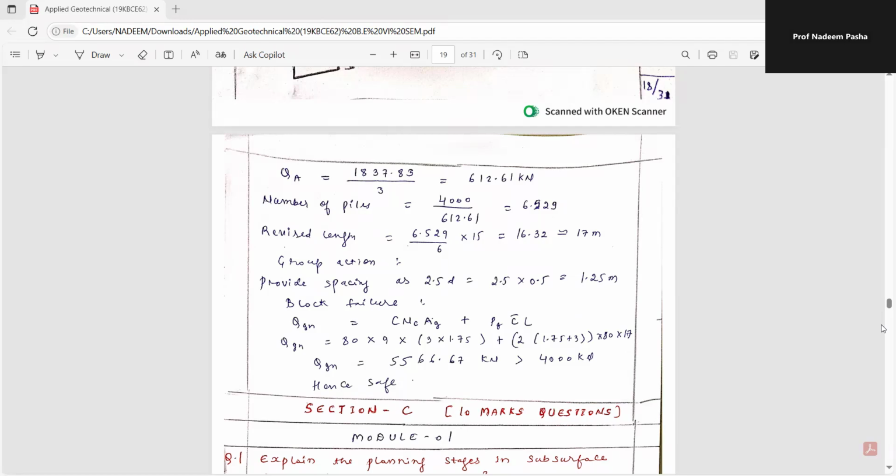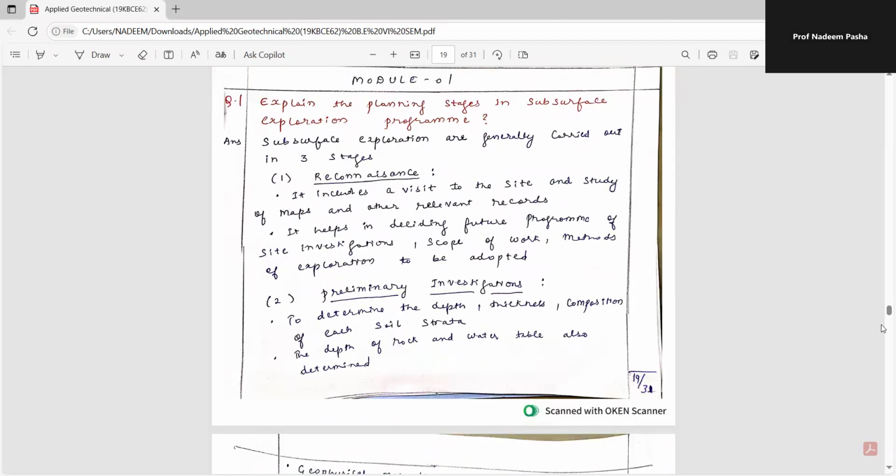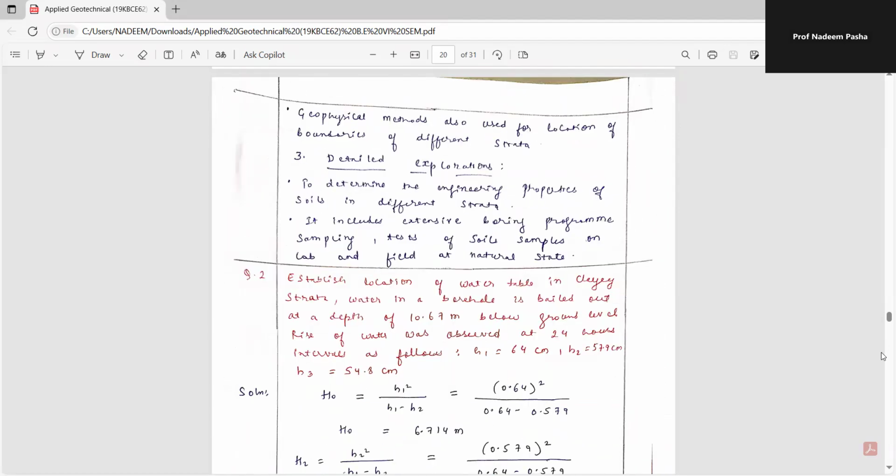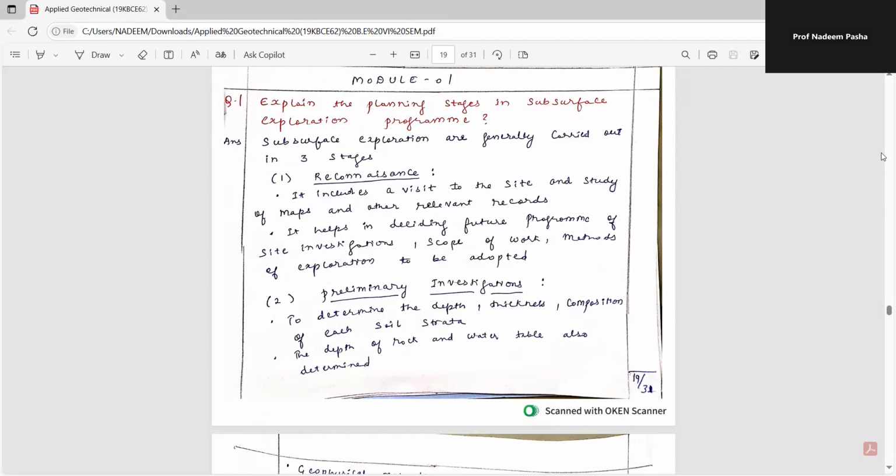Explain the planning stages in subsurface exploration program. What are the planning stages that are available in a subsurface exploration program? The subsurface exploration is generally carried out in three stages. Number one, reconnaissance. Number two, preliminary investigation. Number three, detailed exploration. Number one is reconnaissance. It includes a visit to the site and study of maps and other relevant records.